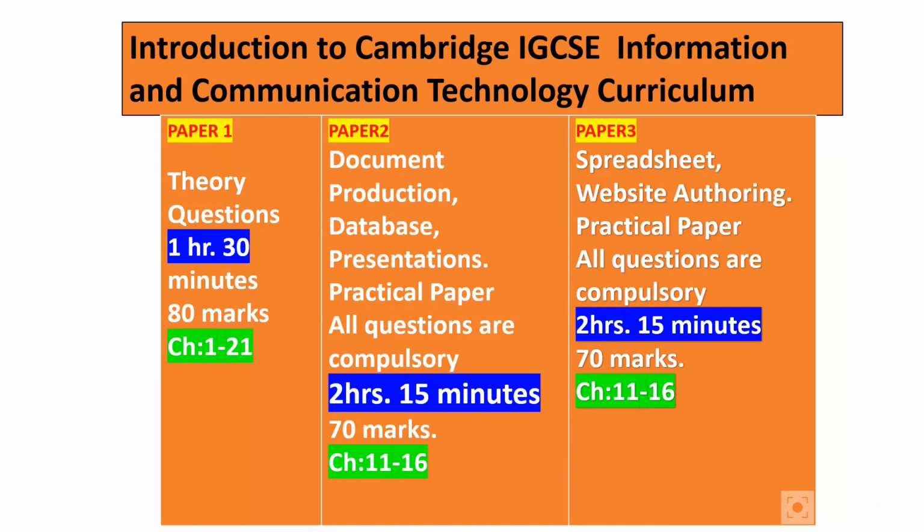So in this IGCSE ICT curriculum, we have three papers. Paper 1 is your theory paper, and in the previous year it was for 2 hours, and now it is for 1 hour 30 minutes, 80 marks, and all questions from chapter 1 to 21 of the textbook are expected to be attempted in this. All questions are compulsory in this.